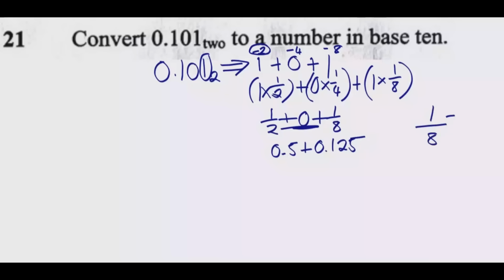Then we add that. When we add 0.5 plus 0.125, so here we'll put zeros. Then we add. It's going to give us 0.625. So the answer here is 0.625.